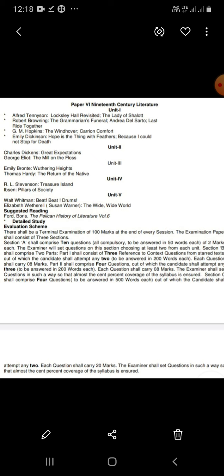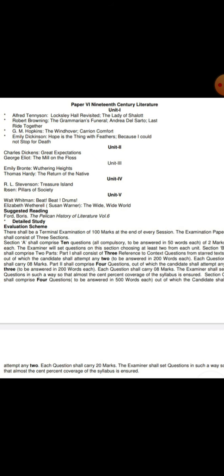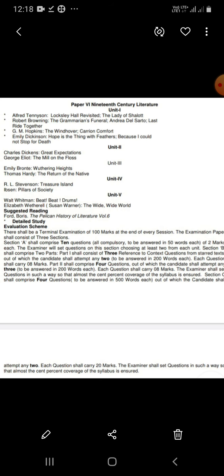Coming to Unit 3. Unit 3 is covering 2 very great works by 2 great novelists. One is Emily Bronte, who is also famous for giving a push to feminism in that era. The work that we have in our syllabus is Wuthering Heights, and the other one is Thomas Hardy, The Return of the Native, the novel by him. It is a very famous novel. It is in your syllabus.